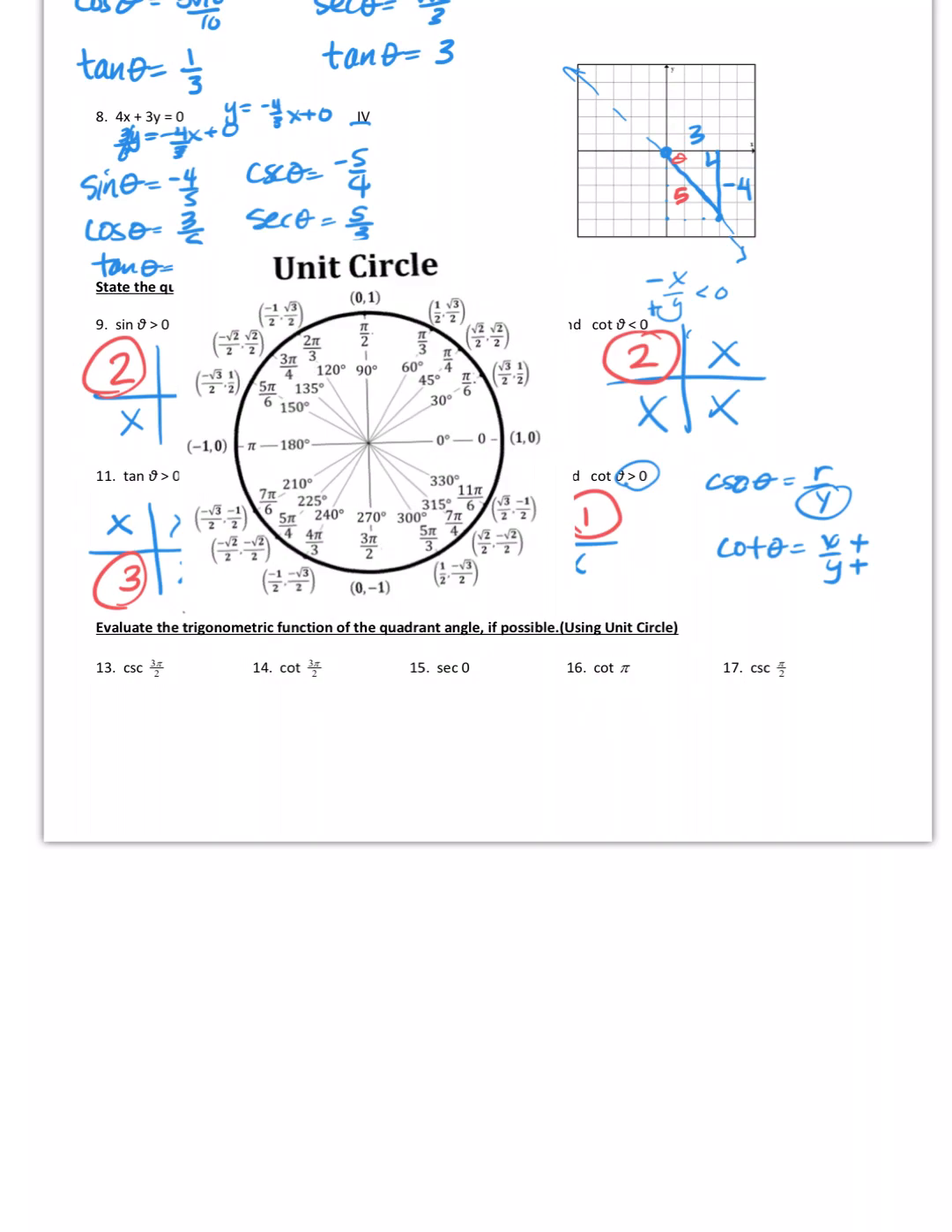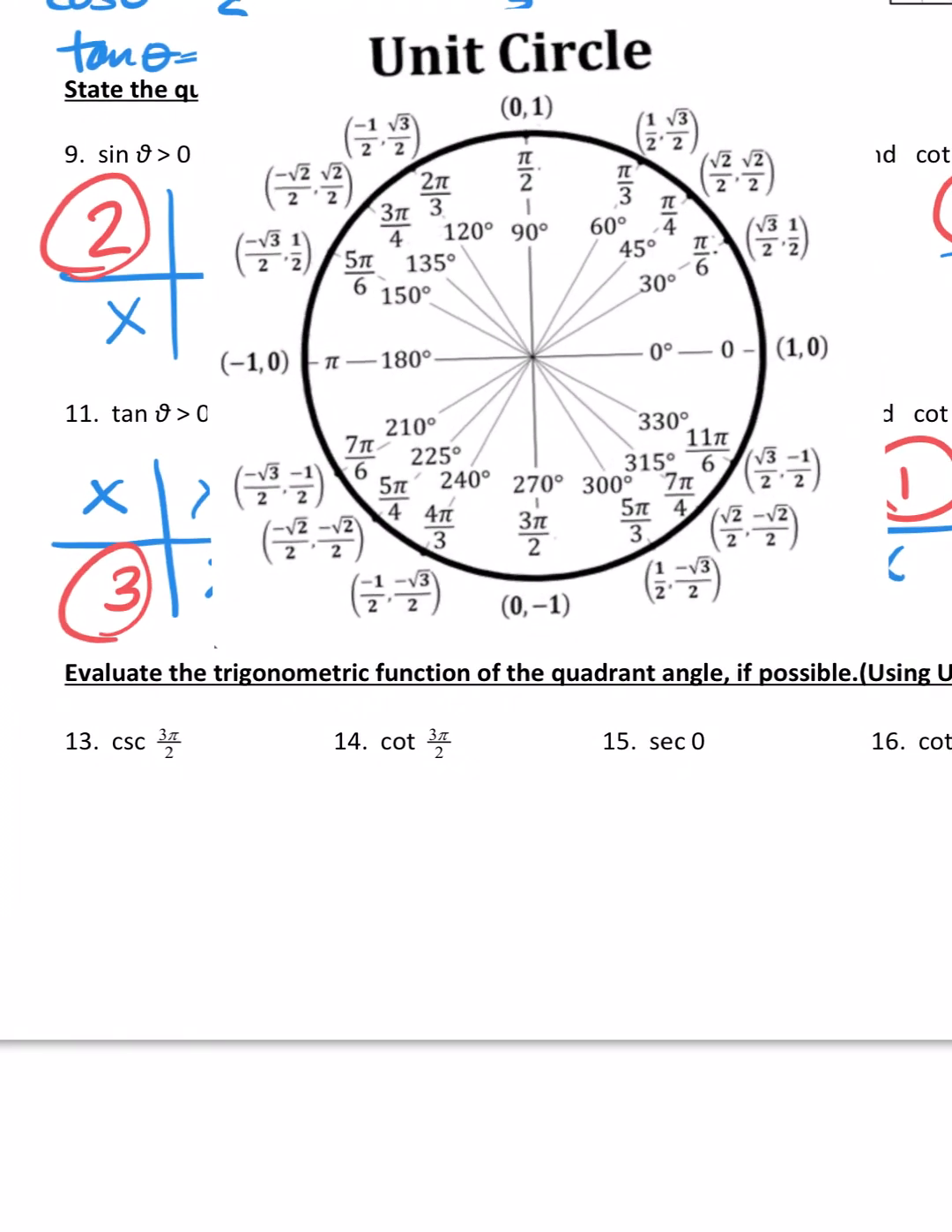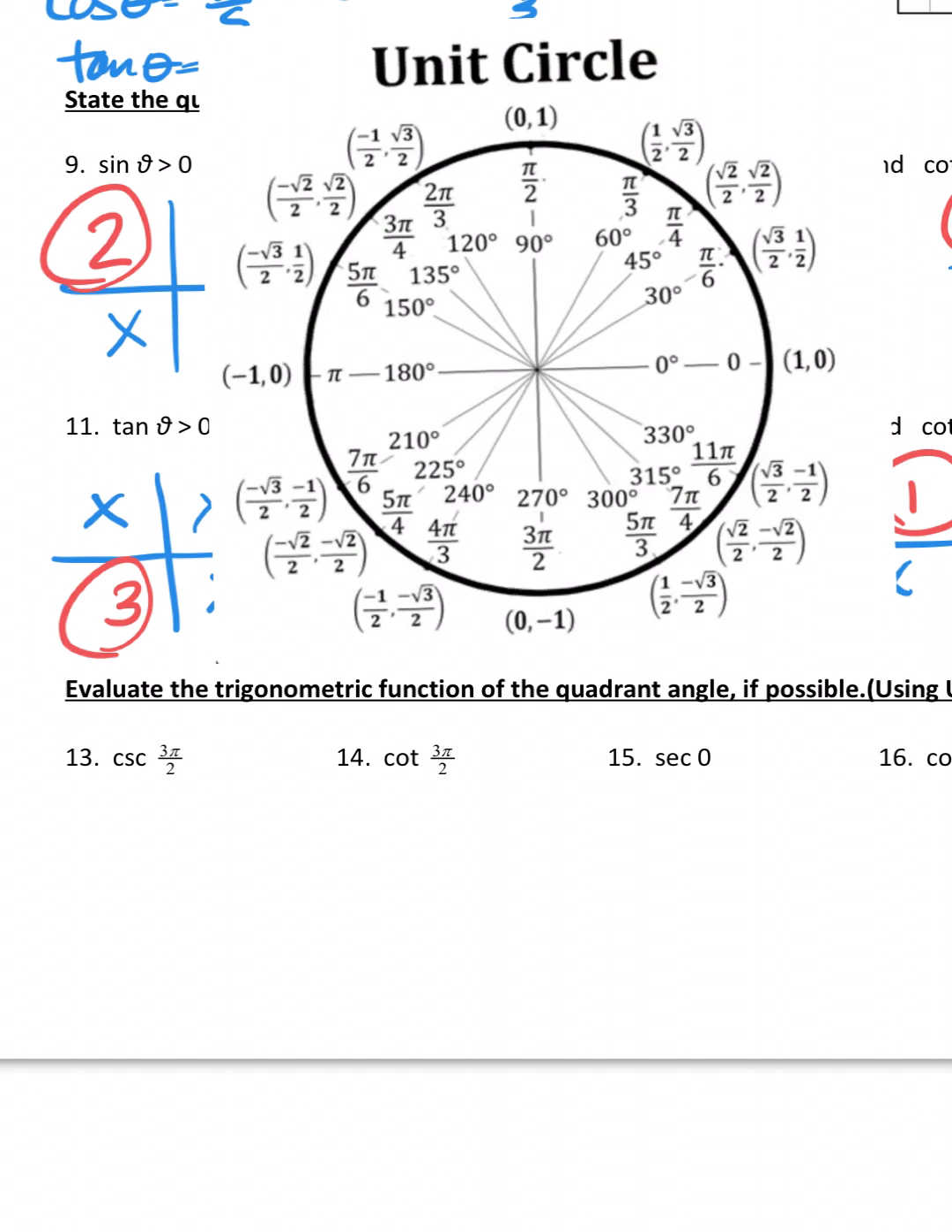So it's looking for cosecant of 3 pi over 2. All right, so let's look at where's 3 pi over 2. Here's 3 pi over 2 right here. All right, so cosecant, remember, is r over y, right? Okay, in the unit circle, remember r is always 1. What is the y value at 3 pi over 2? Well, the y value is negative 1. So then the cosecant at 3 pi over 2 is negative 1.